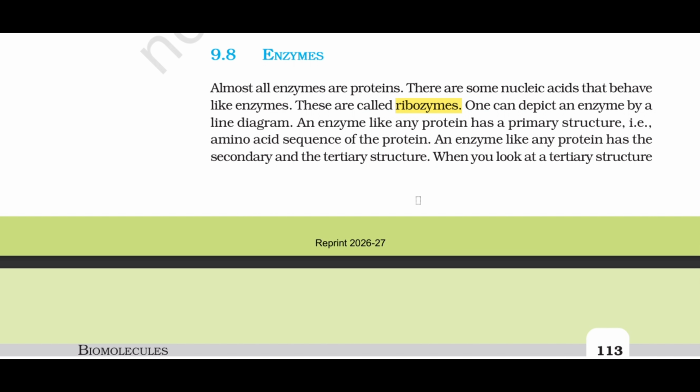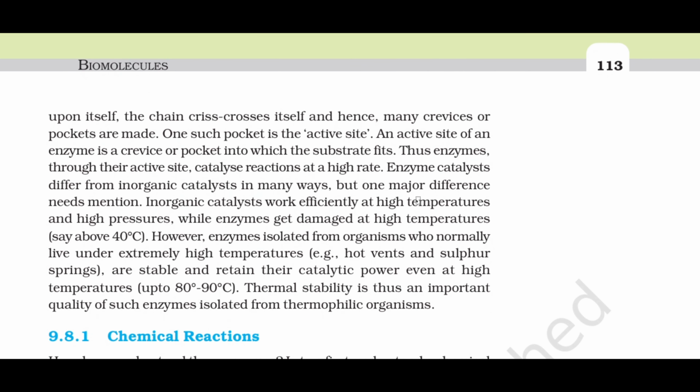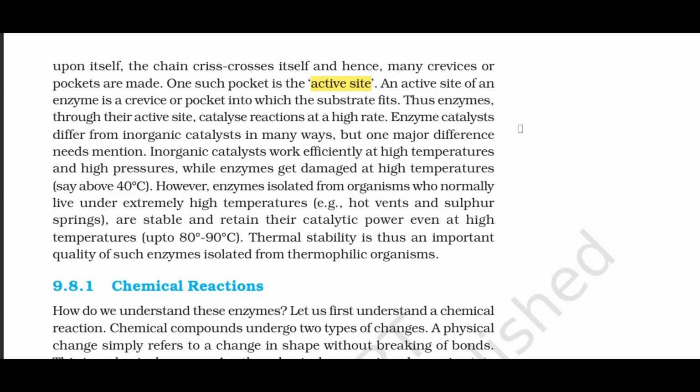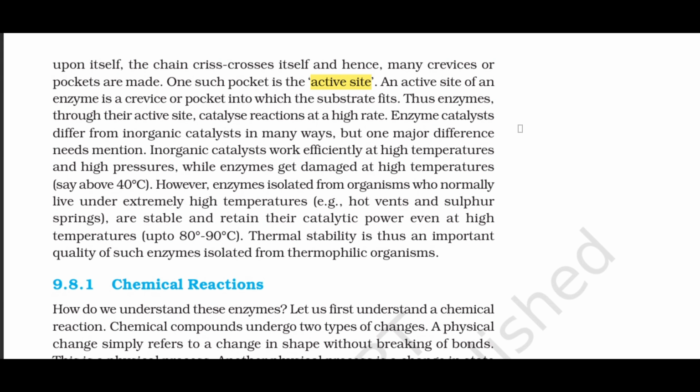When you look at a tertiary structure, the chain crisscrosses upon itself and hence, many crevices or pockets are made. One such pocket is the active site. An active site of an enzyme is a crevice or pocket into which the substrate fits. Thus enzymes, through their active site, catalyze reactions at a high rate.